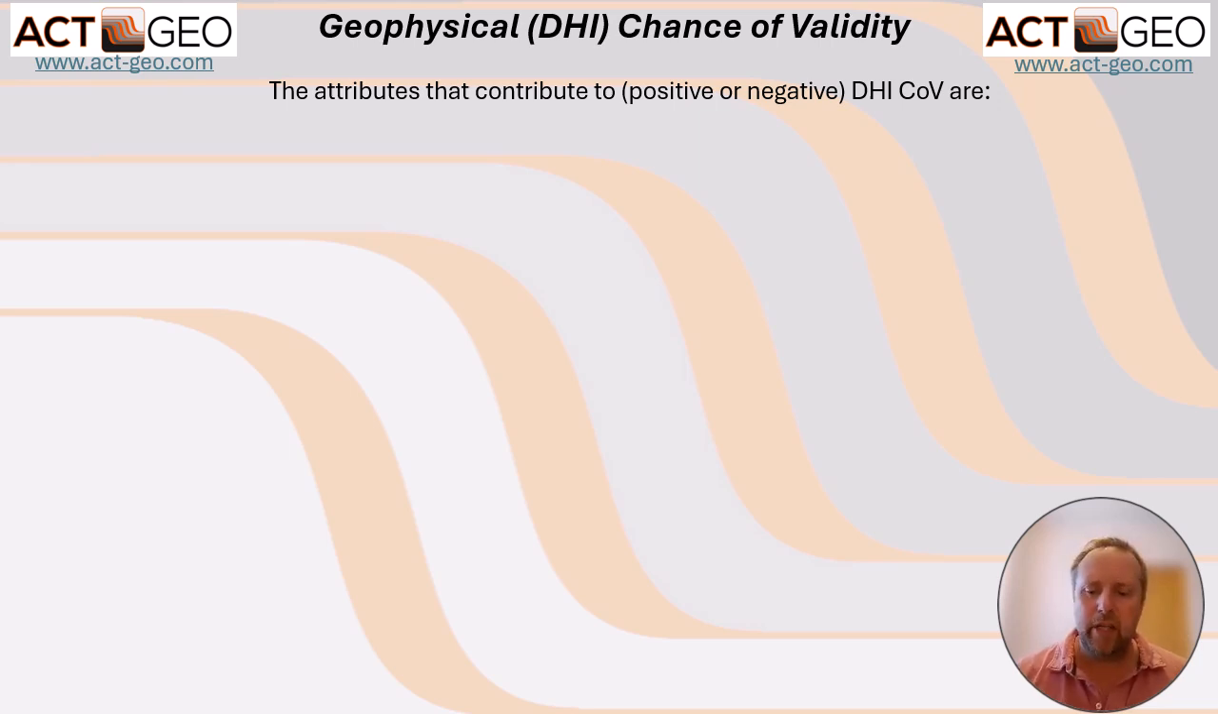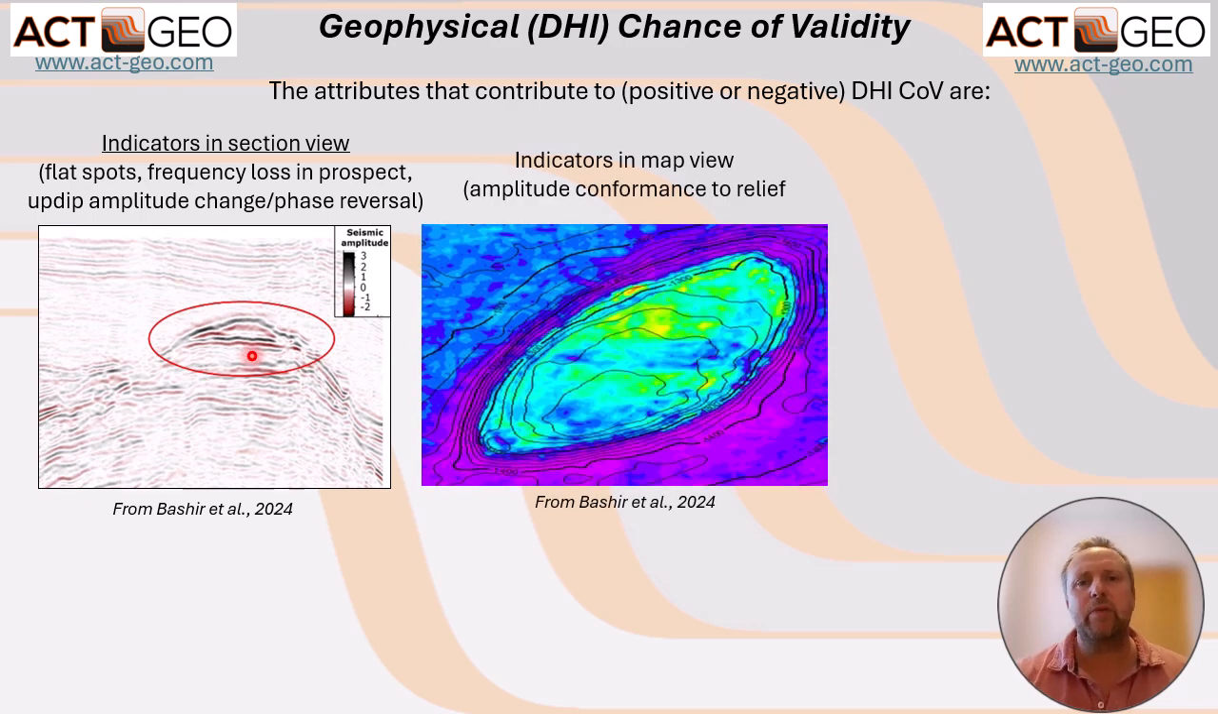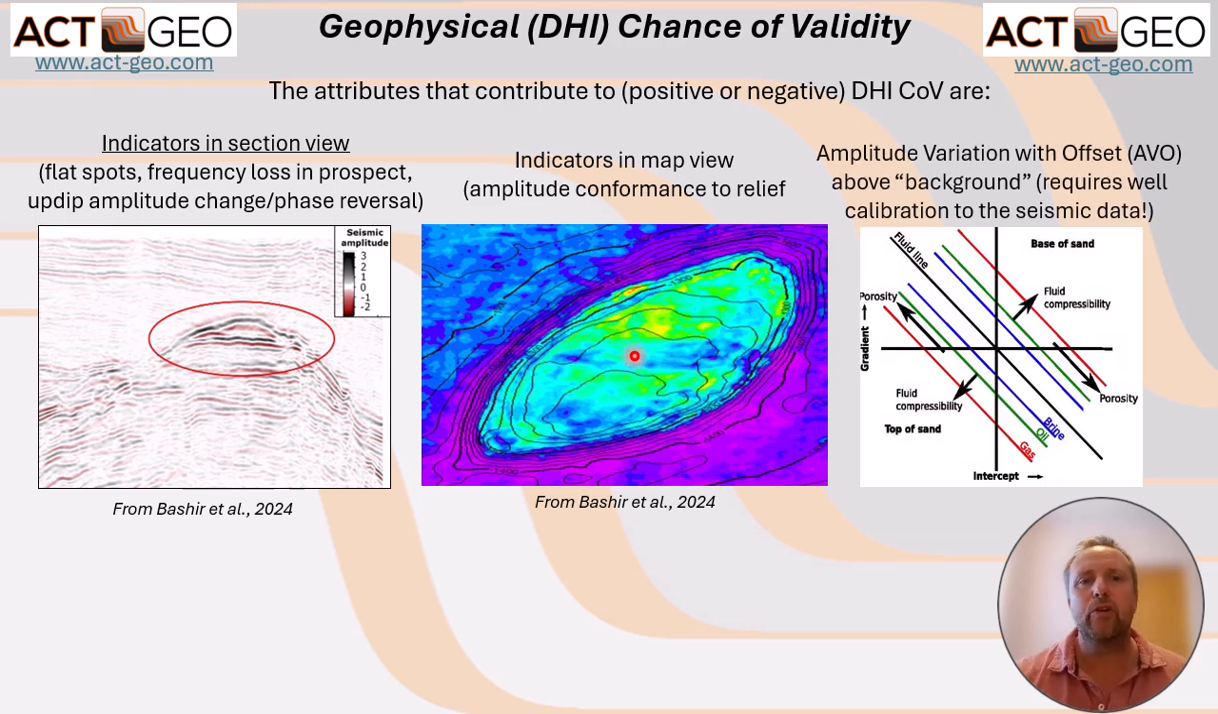seismic-based risking, being section view attributes, which include the presence of flat events associated with hydrocarbon water contacts, amplitude change or phase reversal above the inferred contact, and frequency loss within the column. Map-based attributes, which focus on relief conformance of amplitude, and finally the quantitative conversion of amplitude variation with offset angle, AVO or AVA, as these properties relate to changes in near offset reflection coefficient, which is a proxy for impedance, and the AVO gradient, which correlates to Vp/Vs change across the interface between hydrocarbon-bearing reservoirs and the surrounding non-reservoir rock.